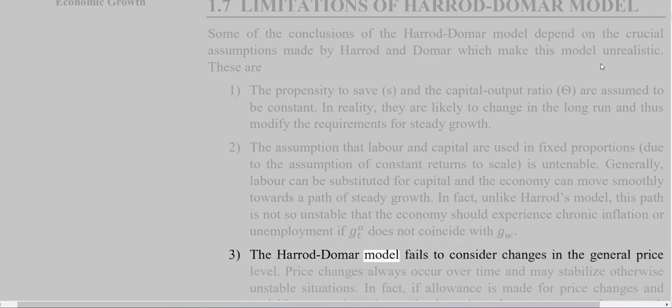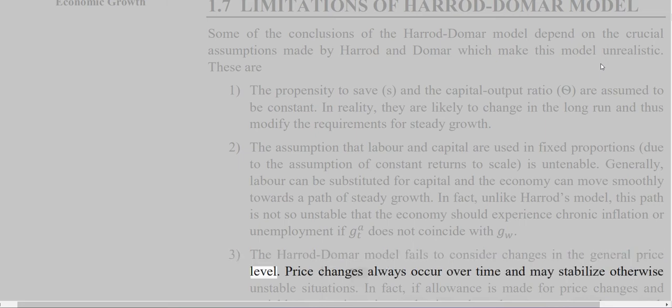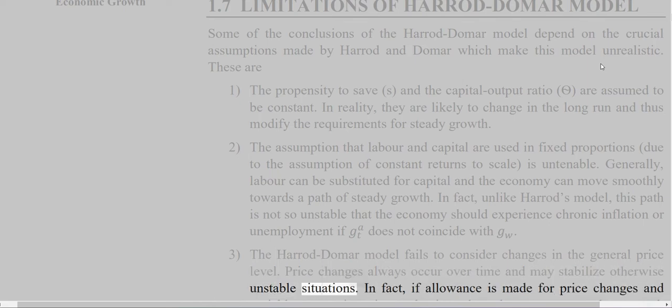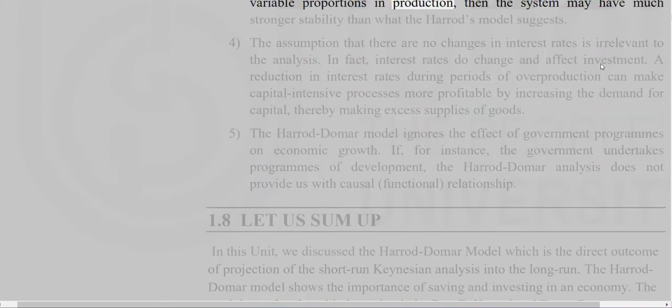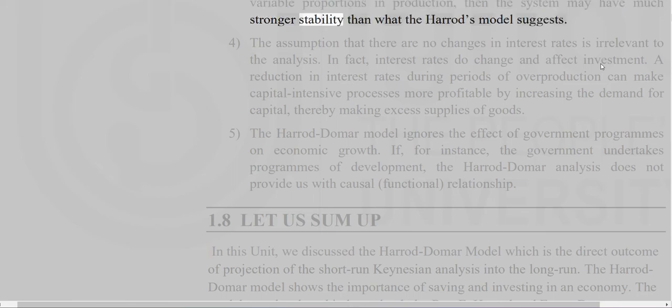3. The Harrod-Domar model fails to consider changes in the general price level. Price changes always occur over time and may stabilize otherwise unstable situations. In fact, if allowance is made for price changes and variable proportions in production, then the system may have much stronger stability than what Harrod's model suggests.